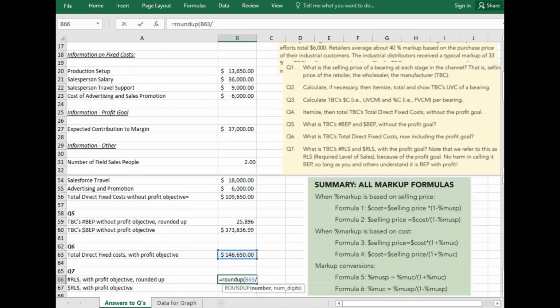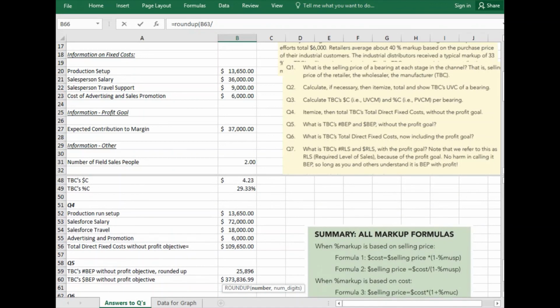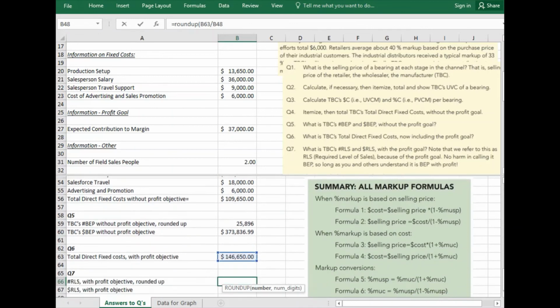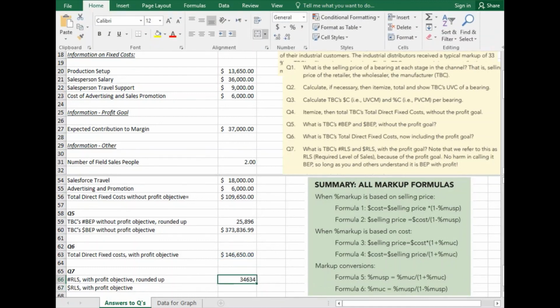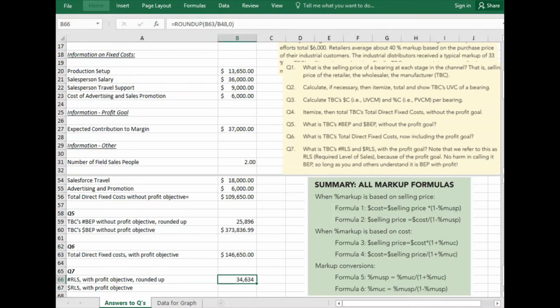So that means in question 7, we're going to start with this new total fixed cost with the profit. We're going to do our roundup, parentheses open, tell it where that is, divide it by the contribution per unit, which is still the same number. We're going to put a comma this time after that location and put a 0 so we don't have any decimals, and it's rounded up to 34,634 units. I'm going to put a comma there and get rid of my decimals.